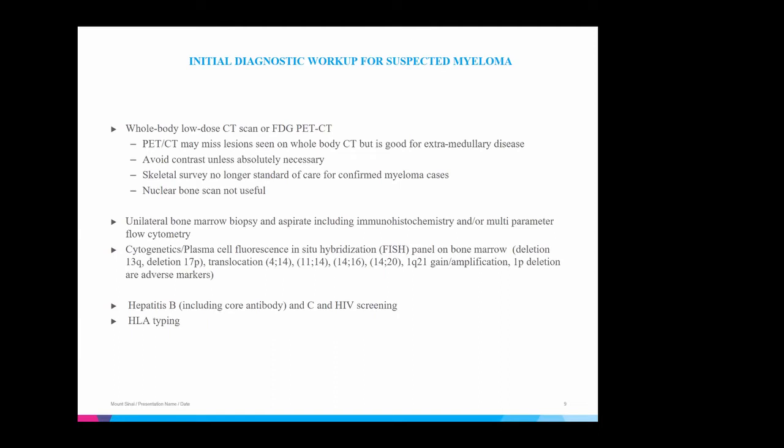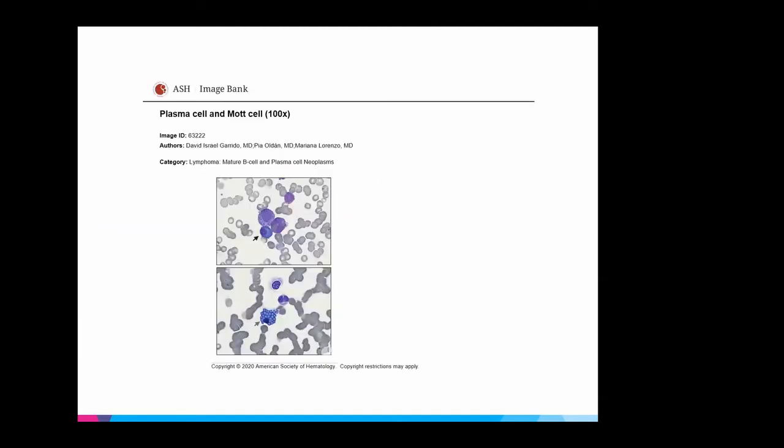So unilateral bone marrow biopsy and aspirate should be done. This would include immunohistochemistry and/or flow cytometry. And cytogenetics are important because FISH panels can give you an indication of whether the patient has any adverse prognostic markers in the bone marrow. Hepatitis B, hepatitis C, and HIV screening is important, and HLA typing may be useful in certain cases.